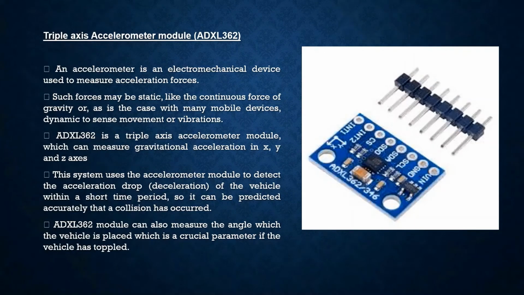An accelerometer is an electromechanical device which can measure acceleration forces. The forces may be static like gravity or, as in the case with mobile devices, dynamic, which can sense movements or vibrations. The following accelerometer module, ADXL362, is a triple axis accelerometer which can measure gravitational acceleration in X, Y and Z axis. We will be using this module in our system to detect a sudden acceleration drop of the vehicle so that we can say a collision has occurred. This module can also measure the angle at which the vehicle is placed, which becomes an important factor if the vehicle has toppled.